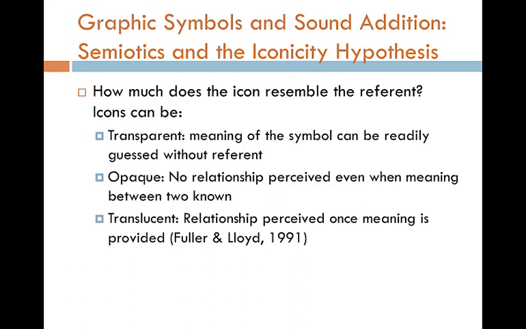So there is a spectrum that determines how much the icon will resemble the referent. At one end you have transparent, where the meaning of the symbol can be readily guessed without the referent. On the other side you have opaque, where no relationship between the two is perceived even when the meaning is known. And translucent, where the relationship is perceived once the meaning is provided.